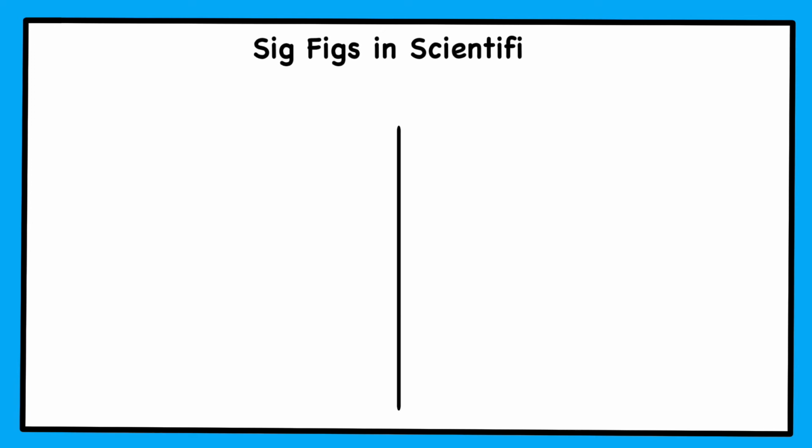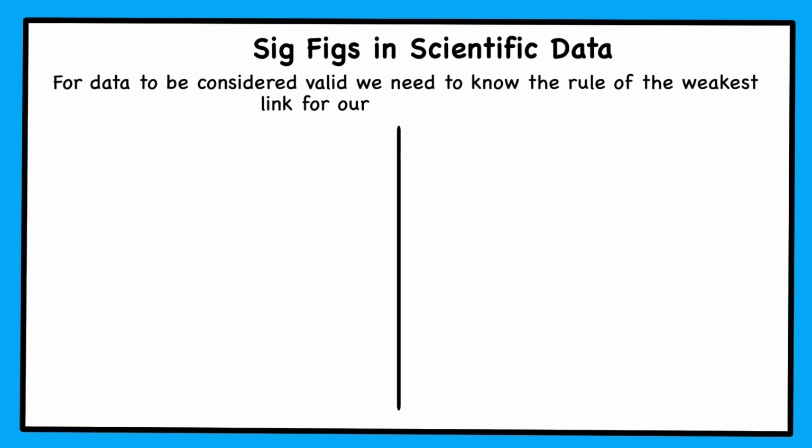Well, the main situation I want to emphasize is when having to use mathematical operations with scientific data. In order for scientific data to be considered valid, there are rules we must follow in conducting mathematical operations with measurements. I like to think of these as the rules of the weakest link. Like a team is only as strong as their weakest player, scientific measurements are only as valid as their weakest measurement. So how do we determine these weak links?